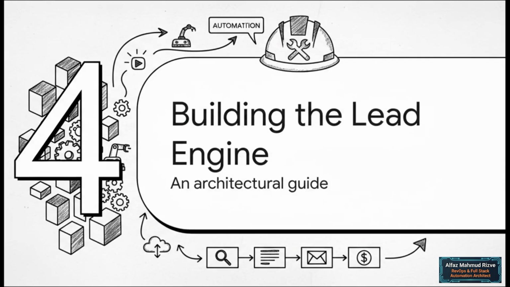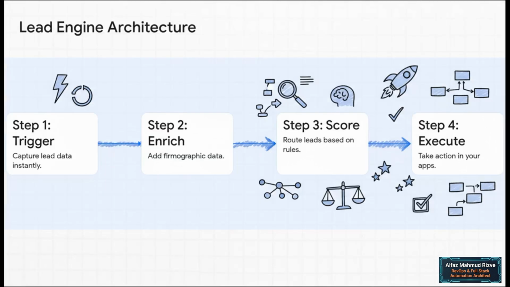All right, we have our vocabulary, we have our building blocks. Now, let's put on our automation architect hat and actually design this thing. We're going to build a fully automated SaaS lead engine, and we're going to do it step by step. So here it is, the high-level architecture. It's a simple 4-step process.